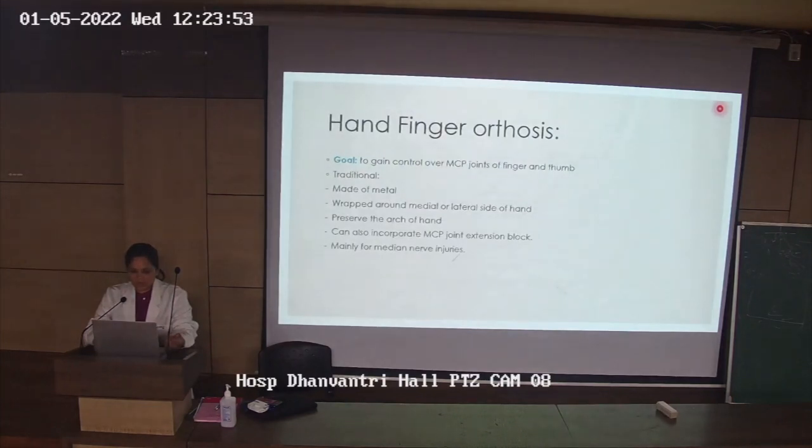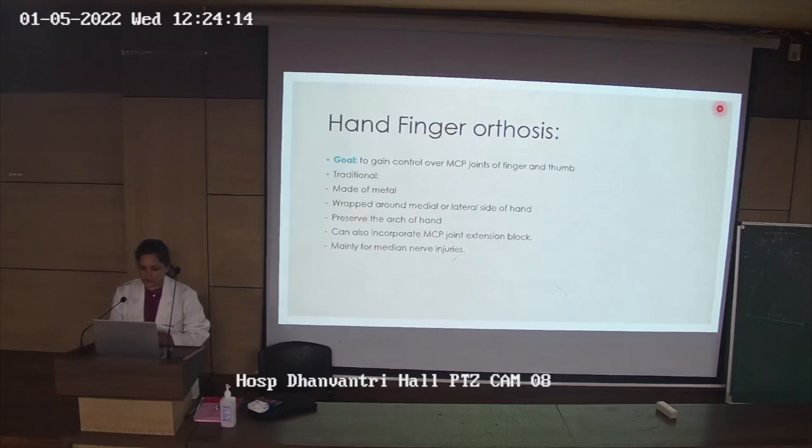Then the hand finger orthosis. The goal is to gain control over the MCP joints of the finger and thumb. Traditionally, it was made of metal wrapped around the medial and lateral side of the hand because it has to cover the metacarpophalangeal joints. It should preserve the arc of the hand to maintain the proper functioning of the hand, and can also incorporate an MCP joint extension block. Mainly, it is given in median nerve injuries.